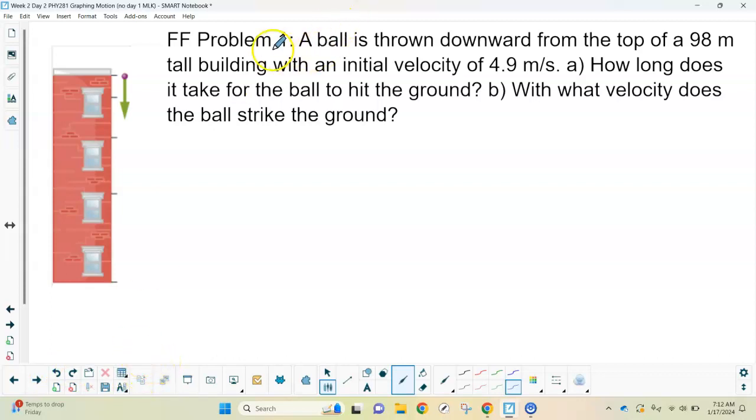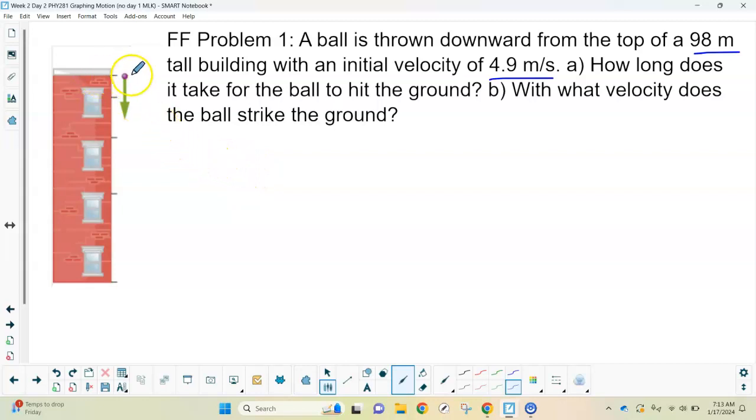So free fall problem number 1: a ball is thrown downward from the top of a 98 meter tall building with initial velocity of 4.9 meters per second. So we got some numbers, so I'll note those. It says how long does it take for the ball to hit the ground, and then with what velocity does the ball strike the ground. So I want to say probably free fall problems are a little more tricky, or you need to just be more aware of positives and negatives in these types of problems. A lot of times people make mistakes in these, so be careful.